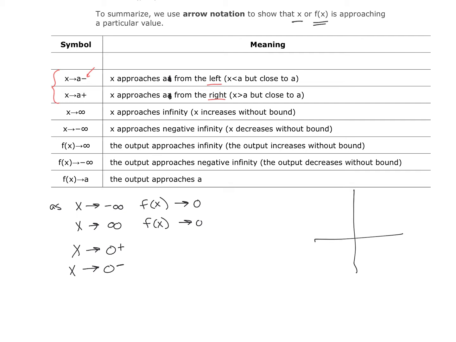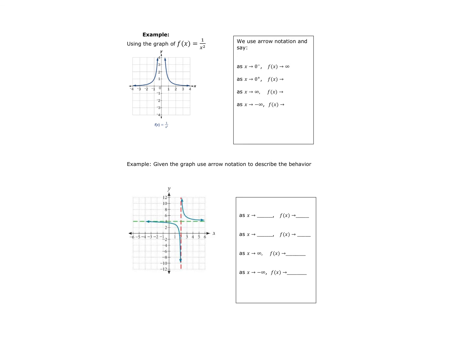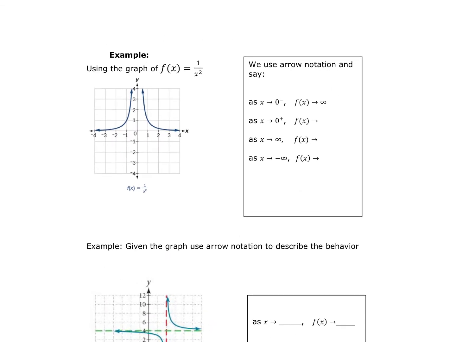So just looking at this graph again, as we approach 0 from the positive side, so in this direction, our function values are growing without bound, and so we'll say f of x goes to infinity. If we approach 0 from the left, our function values are getting smaller and smaller, so our function values are approaching negative infinity. So let's look at the next graph, f of x equals 1 over x squared, and see how we would describe this using arrow notation.